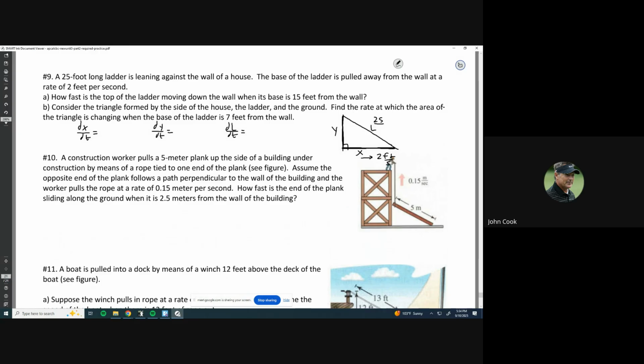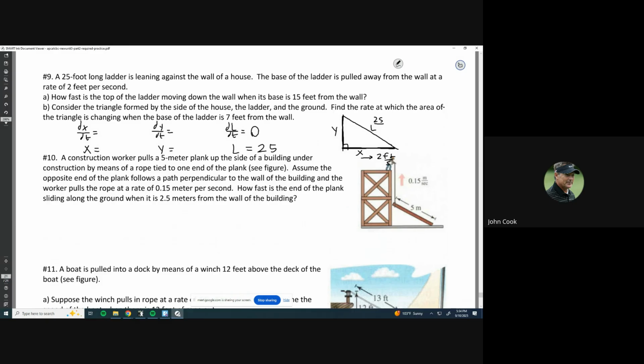And then at a specific moment, the x value is going to be some distance away from the wall. The y value, the ladder is going to be some distance up the wall. And then L, the ladder is going to be some length. Well, the ladder is never going to change length, so we can just keep that fixed at 25. And then since the ladder is never going to change, we can actually make its dl dt value 0. That just means that the ladder length doesn't change.